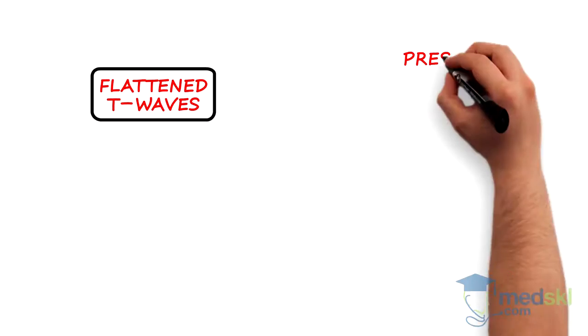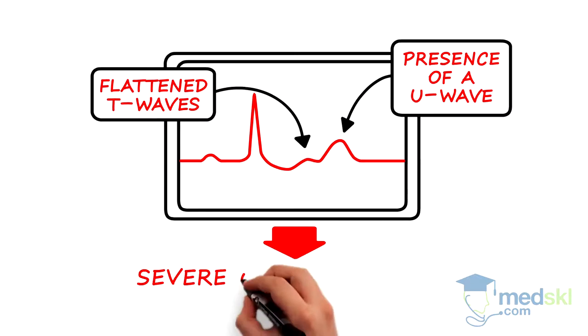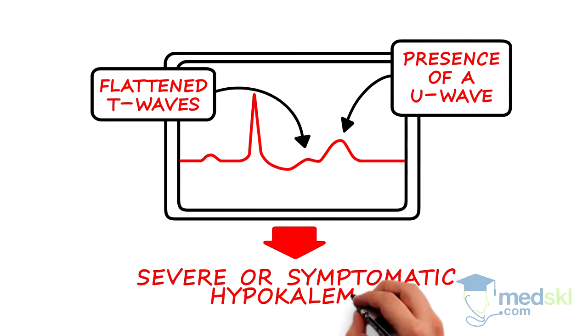Flattened T waves and the presence of a U wave can be seen on electrocardiography in patients with severe or symptomatic hypokalemia.